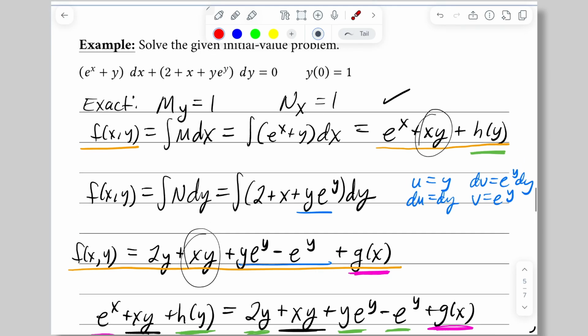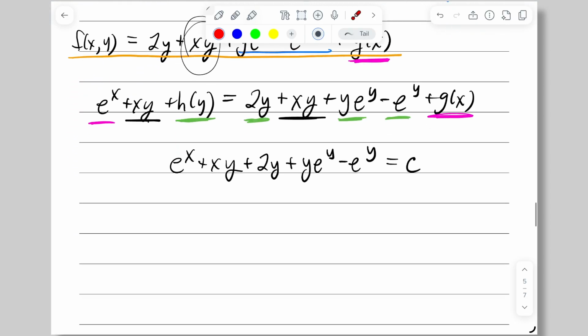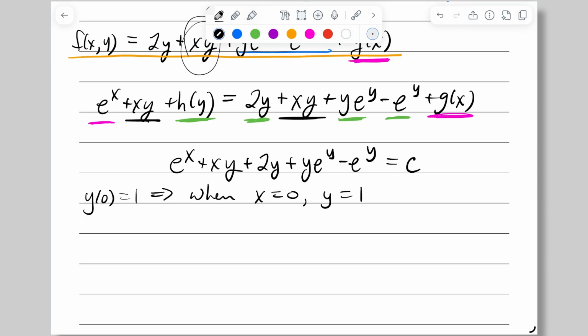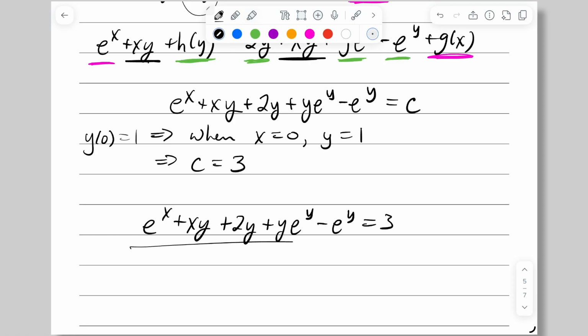Here we had an initial condition though, y of 0 is equal to 1. Remember that when we see that y of 0 is equal to 1, that means when x is 0, y is 1. Substituting that into the equation, you can verify that we end up with c equals 3. Therefore, our solution is e to the x plus xy plus 2y plus y e to the y minus e to the y is equal to 3.